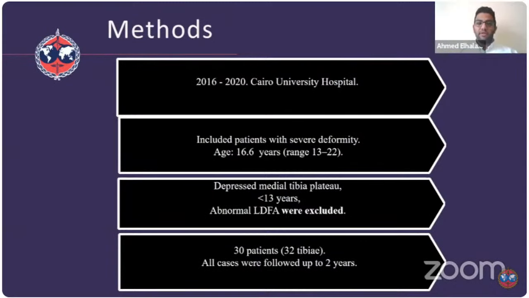The study was conducted between 2016 and 2020 in the Cairo University Hospital. Our inclusion criteria was a severe deformity, so the femoral-tibial shaft angle more than 20 degrees, and our mean age was 16.6 years with a range of 13 to 22 years old. Our exclusion criteria were depression of the medial tibial plateau, age less than 13 years old, and abnormality in the lateral distal femoral angle. We retrospectively reviewed 30 patients, 32 tibiae, and all the cases continued follow-up for 2 years minimally.